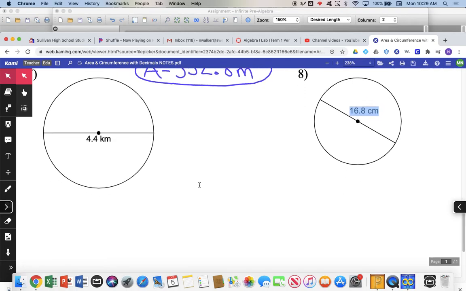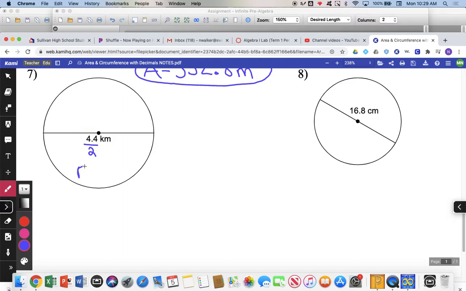All right, so guys, we are still doing area, but what information do we have on these last two? Those are diameters. What do you need when you're finding area? Radius. If I need the radius, what do I have to do? Half it. You gotta take half of it, which means divide it by what? Divided by 2. Alright, so if we divide 4.4 by 2, that will give me the radius. 2.2.